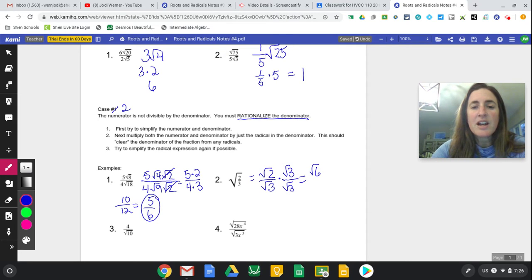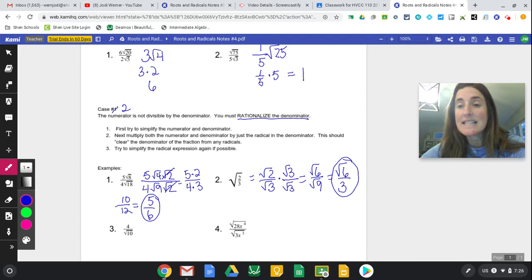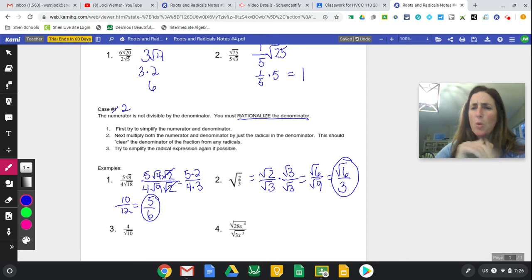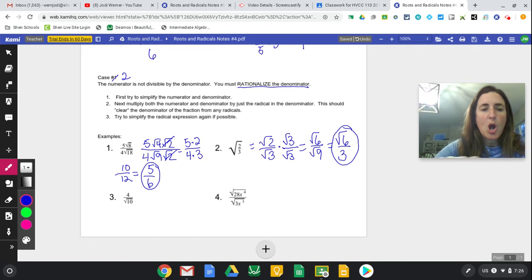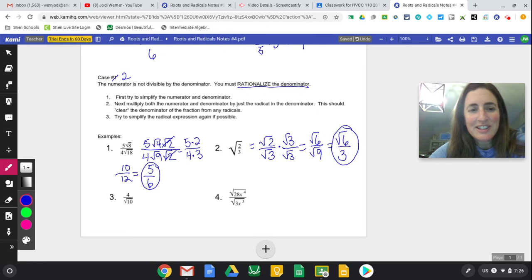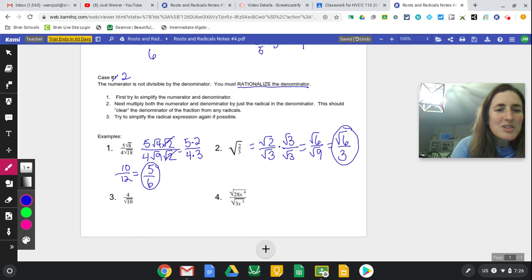So now on top I have radical 6, and on the bottom I have radical 9. But radical 9 is really just 3, so this whole problem has become radical 6 over 3. And it's simplified because the 6 does not break down with perfect squares, and there is no radical on the bottom of the fraction. Wonderful. Let's try another one. Oh, shoot, there's a radical 10 down there. Can't have that. So that's naughty. We're going to multiply the top and the bottom by radical 10.